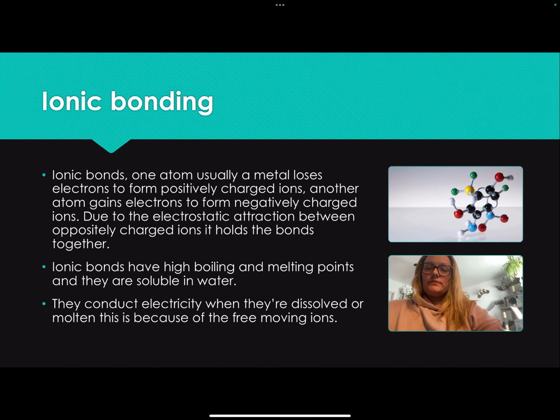Ionic bonding. Ionic bonds are formed when one atom, usually a metal, loses electrons to form positively charged ions. Another atom gains electrons to form negatively charged ions. Due to the electrostatic attraction between oppositely charged ions, the bonds are held together. Ionic bonds have high boiling and melting points, and they are soluble in water. They conduct electricity when they're dissolved or molten. This is because of the free moving ions.